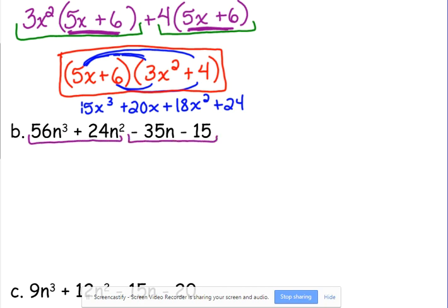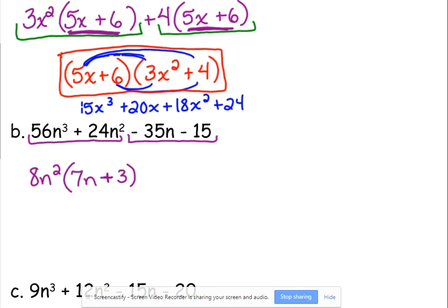56 and 24, what should we take out? 8n squared, very good. All right, 56 divided by 8, 7n. 24 divided by 8, 3. The n squared, we took out the n squared.